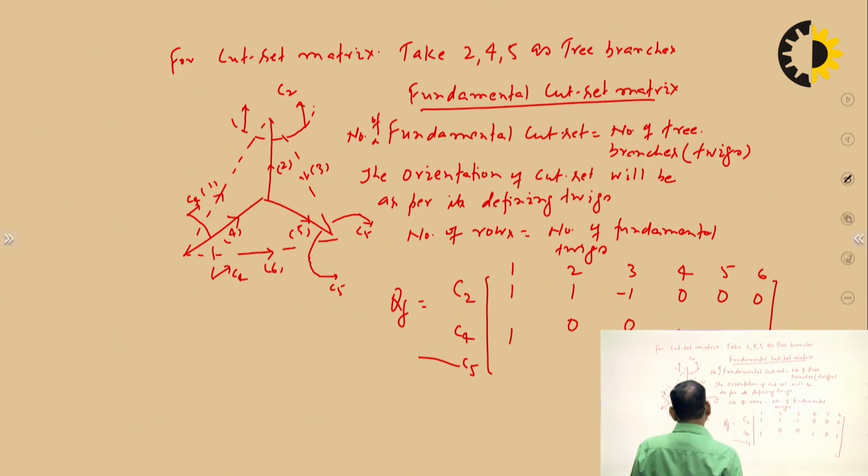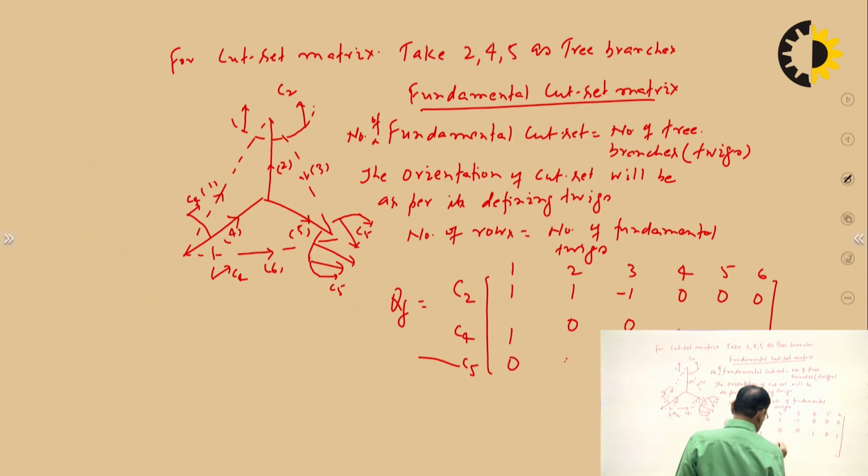Come to the C5. C5 involves 3, 5, 6. And the orientation of all 3 branches 3, 5, 6 are same as its defining twig. So 3, 5 and 6 all will be positive. So 1, 2 will be 0, 3 will be 1, 4 will be 0, 5 will be 1 and 6 will be 1. So this is the fundamental cut set matrix. Okay.